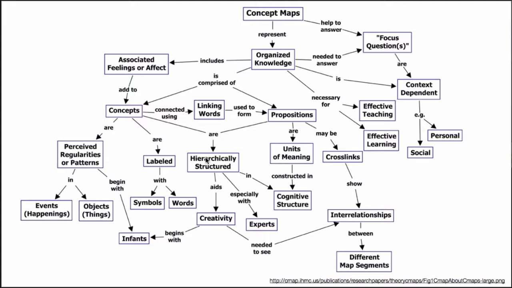So this is a concept map of a concept map. Let me try to go over this with you. A concept map represents organized knowledge, which is needed to answer a focus question, which for us is the driving question. Of course, it is context dependent and therefore can be personal or social. So don't worry, there are no wrong concept maps, I think. Organized knowledge is necessary for effective teaching and learning, and that's what I hope we will be doing in our assignment for this week. It will include associated feelings or affect, and that will add to our concepts.